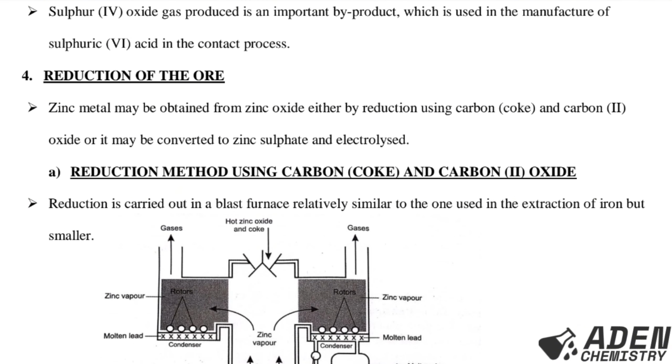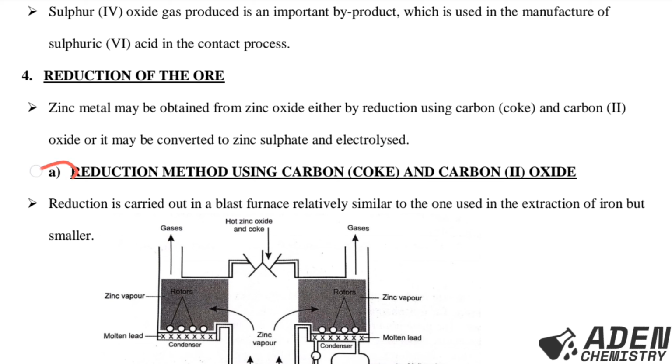So next we are going to number 4, that's reduction of the ore. Zinc may be obtained from zinc oxide either by reduction using coke and carbon(II) oxide as the reducing agent, or it may be converted to zinc sulfate and electrolyzed. How are we going to convert zinc oxide to zinc sulfate? By just reacting it with dilute sulfuric acid, so that zinc oxide reacts with dilute sulfuric acid to form zinc sulfate and also water. That zinc sulfate solution will be electrolyzed to obtain zinc metal.